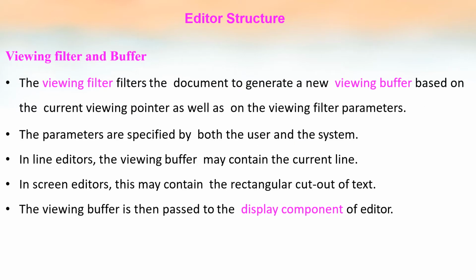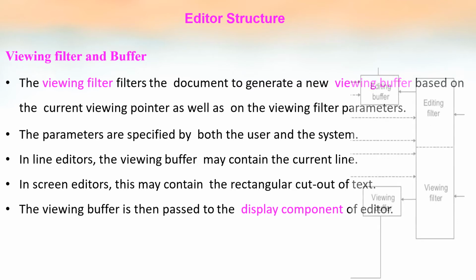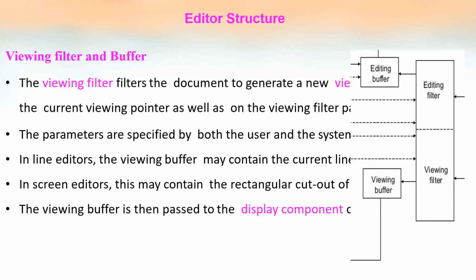Viewing filter and buffer. The viewing filter selects a particular part of the document and stores that into the viewing buffer. This is based on the current viewing pointer, that is, which part to be viewed. In line editors, the viewing buffer may contain the current line. In screen editors, it may contain the rectangular part. The viewing buffer is then passed to the display component of the editor.